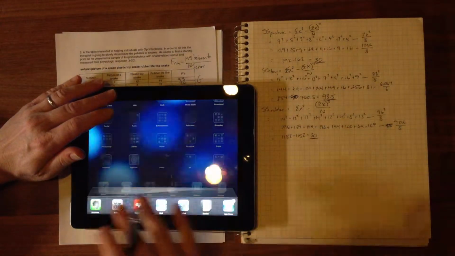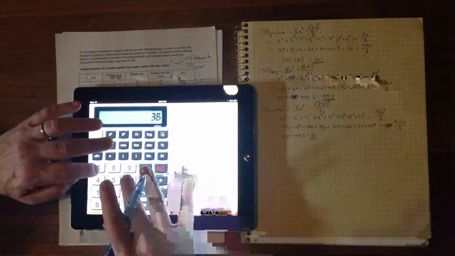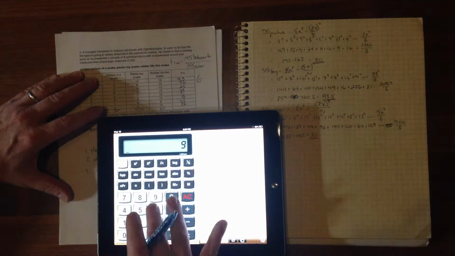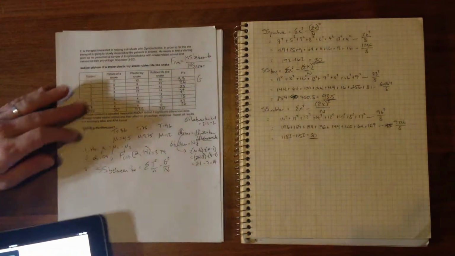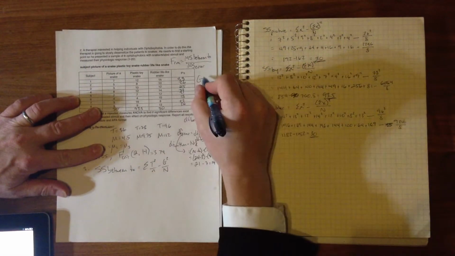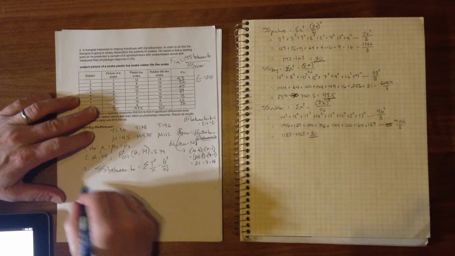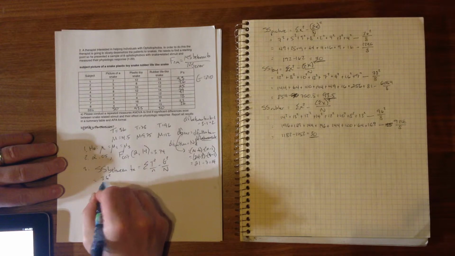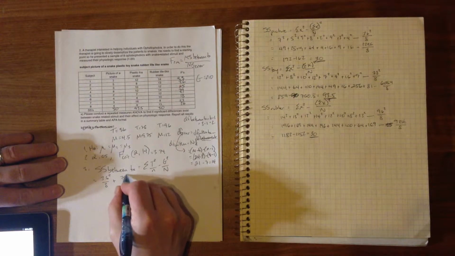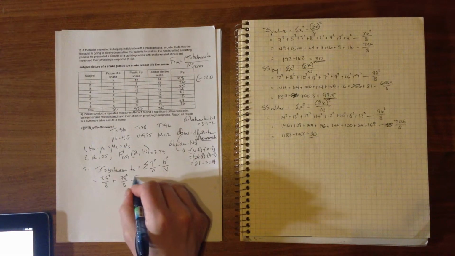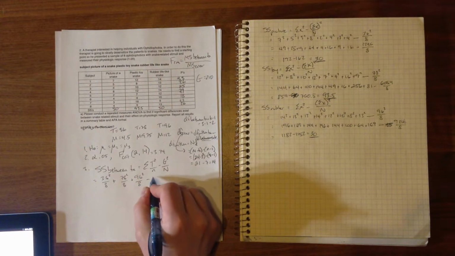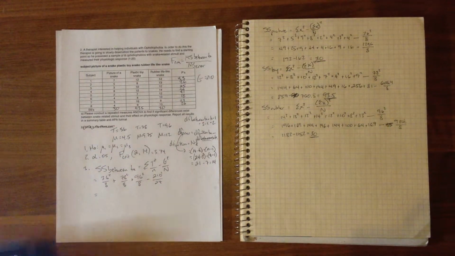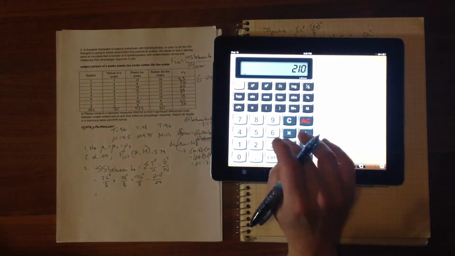36, 78, and 96. I get 210 as G. Alright, we've got our T's, so we should be able to rock and roll. That's 36 squared over 8 plus 78 squared over 8 plus 96 squared over 8 minus 210 squared over big N, which is 24. Alright, let's do our calculator over here.